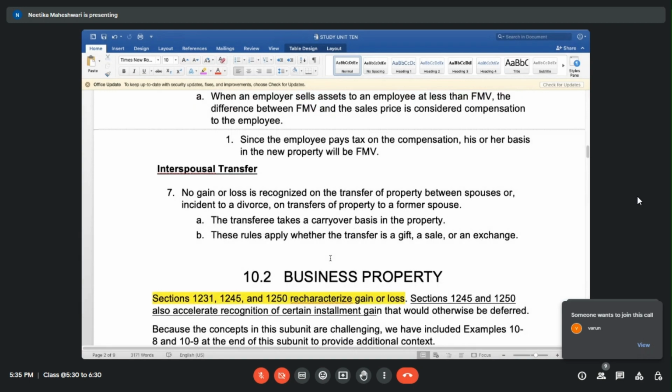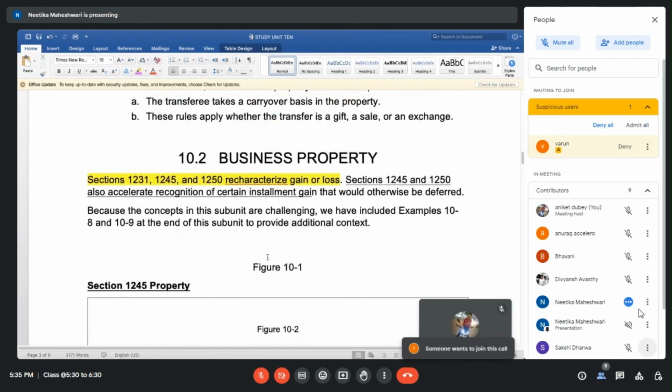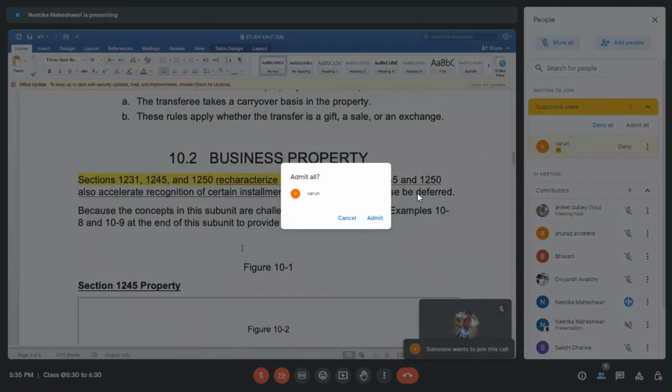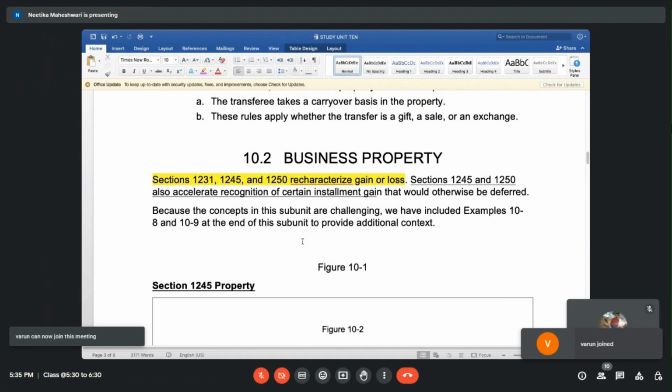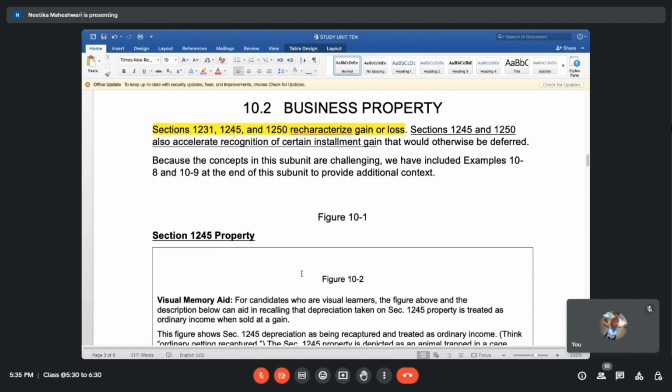Now we're going to start on business property transactions. This is going to be a bit difficult chapter. It could be a bit confusing, but pay attention. Read it. Stay in the class with your full concentration, and I'm sure we'll be able to do that.